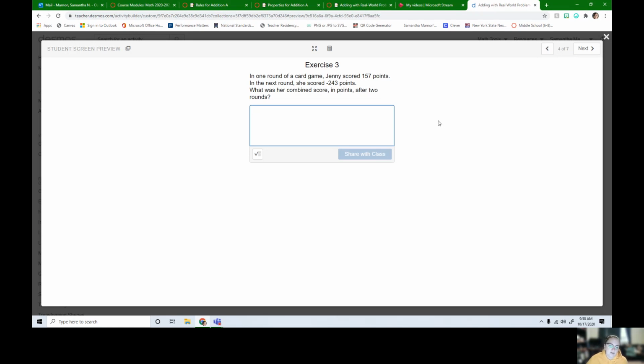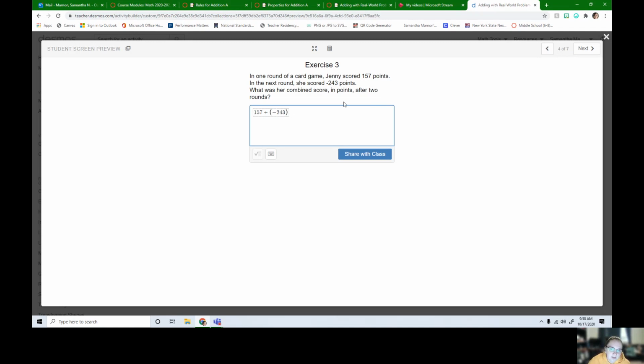Okay, so I'm going to start by hitting this type math button. The first time Jenny scored, she got 157 points. Then she scored negative 243 points, so I need to add negative 243. Our rules say to subtract them when they have different signs.